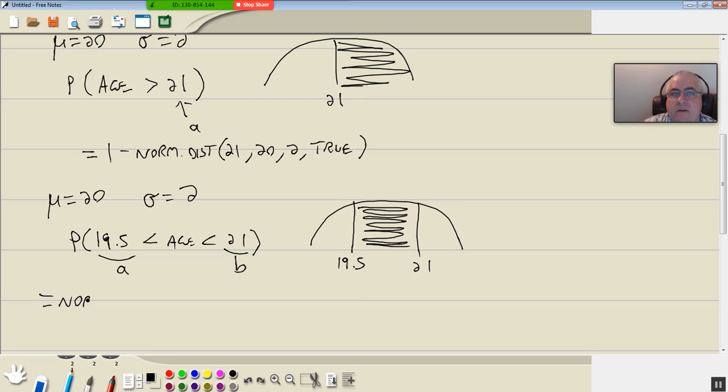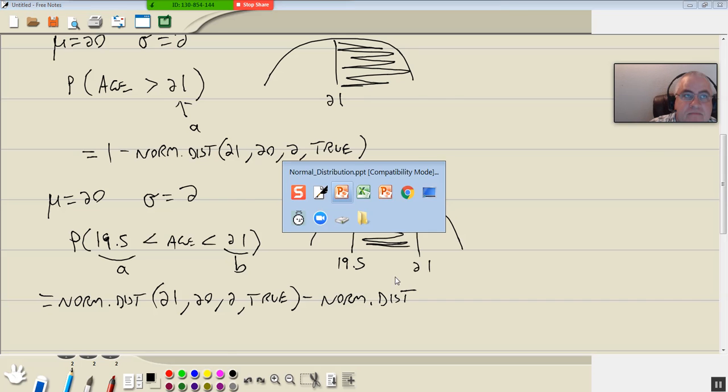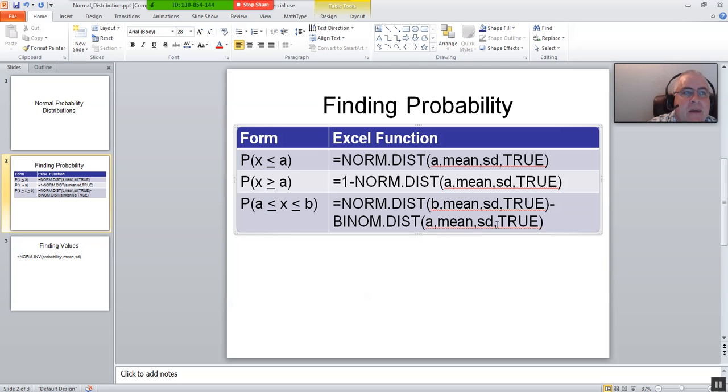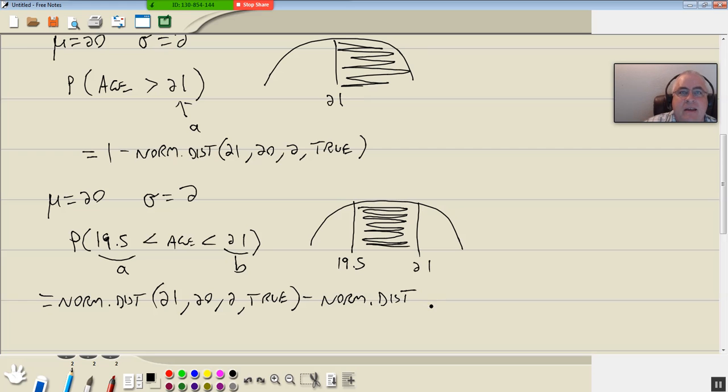So we're going to have NORM.DIST, B, which is 21, our mean, which is 22, and true. Make sure you put a closing parenthesis there, minus NORM.DIST. And you see we got A, mean, standard deviation, true. So A is 19.5, and then 20, and then 2, and then true. So that's how we'd plug that in order to find the probability.